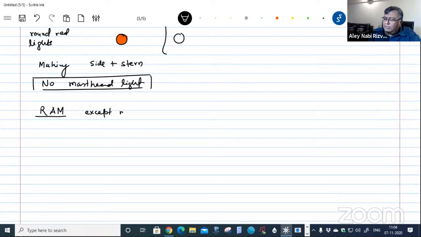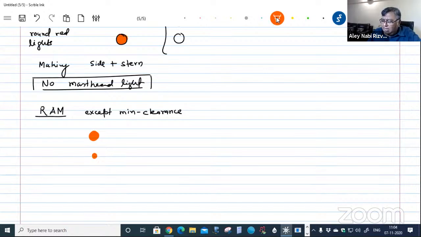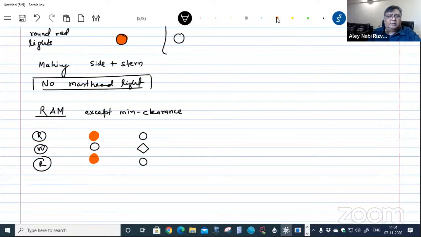mine clearance, because the mine clearance is also RAM, but the lights are different. Mine clearance vessel. Okay, and the lights for RAM will be three all-round lights in a vertical line. One is red, and this one is also red, and the middle one is white. So basically red, white, red, and the daytime, the highest and lowest of these shapes will be balls, and the middle one will be diamond. Of course, when you are making way through water, that time masthead light, side light, stern light.